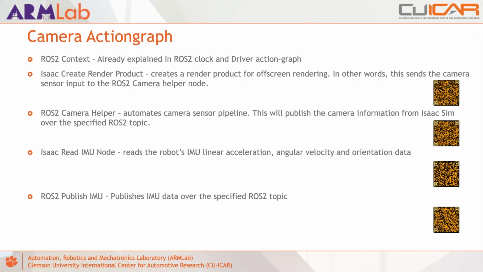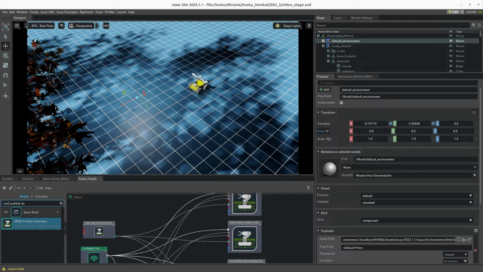So let's talk about camera action graph. For camera action graph, you'll need 5 nodes or blocks. One ROS2 context, Isaac create render product, ROS2 camera helper, Isaac read IMU node, and ROS2 publish IMU node. Scan the QR codes for more information on what each of these blocks exactly do and what parameters they take in. All right, now let's get started on camera action graph.